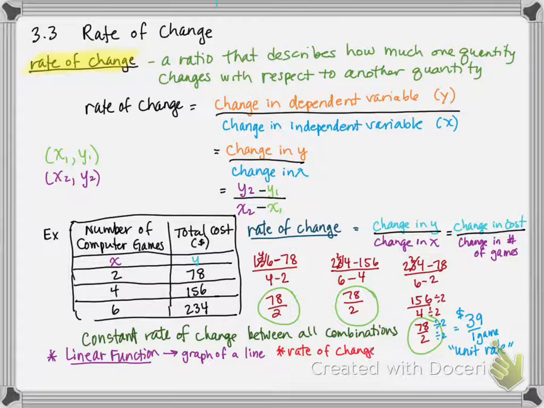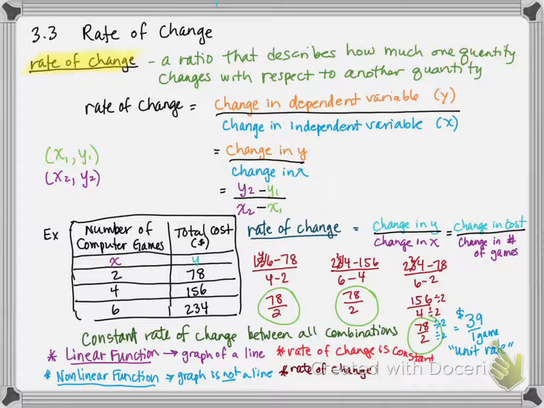So based on what I just shared with you, if I graphed the number of games and the total cost, it would actually come out to be a line. So then we have a different type of function, and that is called a non-linear function. So non means not, right? So it's not linear. And so the graph is not a line, which means that we can conclude that the rate of change is not constant. Okay? And that kind of makes sense. So those are the two basic types of functions, a linear function and a non-linear function.